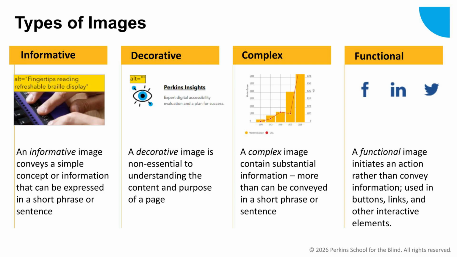There are a few types of images on the web, and I'm categorizing these into 4 buckets. The first is an informative image. An informative image conveys a simple concept or information that can be expressed in a short phrase or sentence. You add alt text to an informative image to make it accessible.